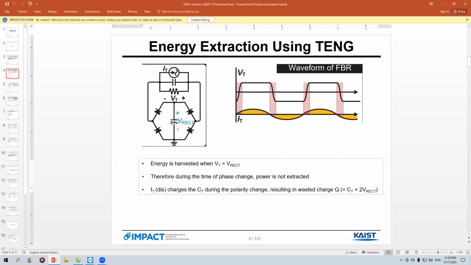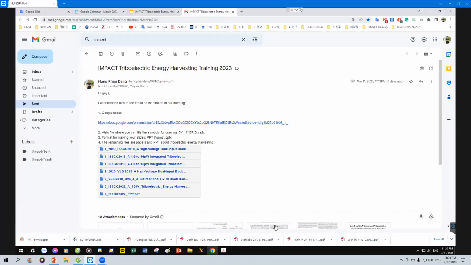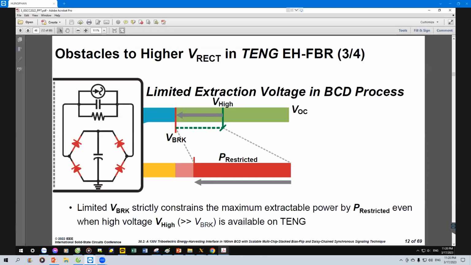Actually, we are harvesting. We will transfer charge to this cap. This cap stores energy. It's not wasted. Let's see the slide.